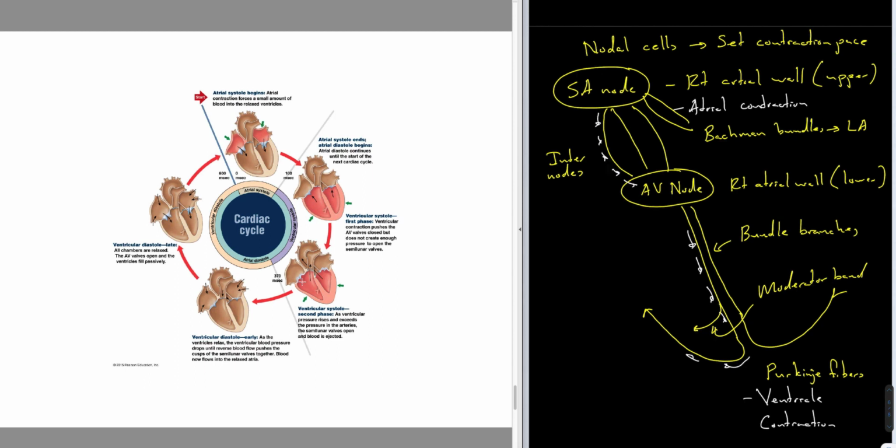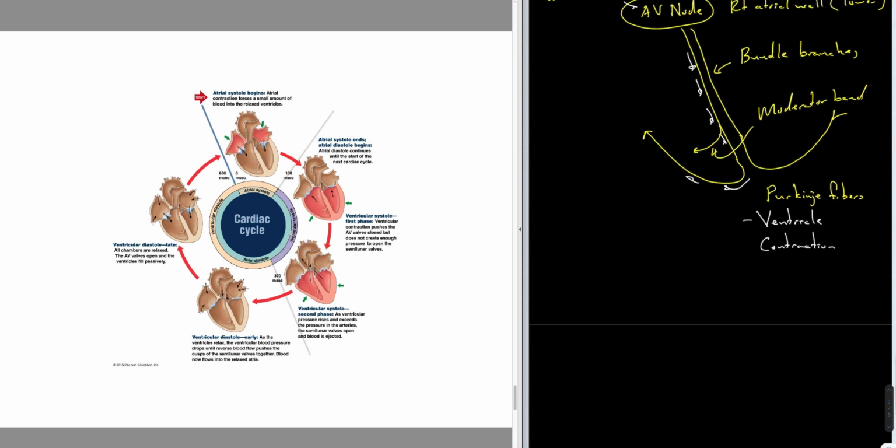Okay. This creates what we call the cardiac cycle. There's a couple new terms I want you to be aware of. We have systole and diastole. Systole means to contract, and diastole refers to rest.